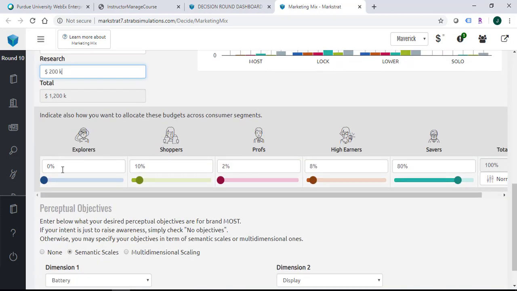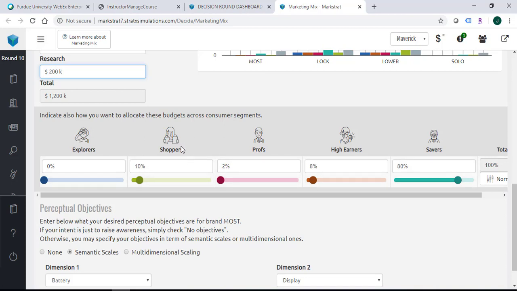The next thing you need to choose is how you want to allocate that budget across the consumer segments. In general, you want to use one brand to target one segment. So basically you should choose one segment with a very high percentage. If you want to catch some other segments, you can put a very low percentage. Based on this, you can see that this company tried to target savers using this brand: 80% of the budget allocated to this segment and another 10% to the shoppers.